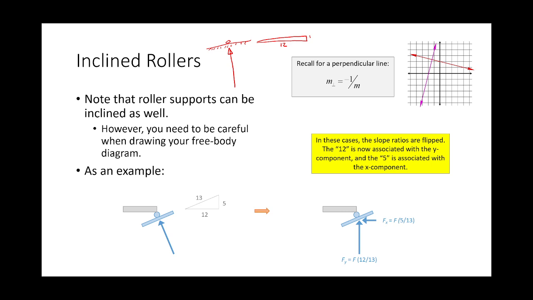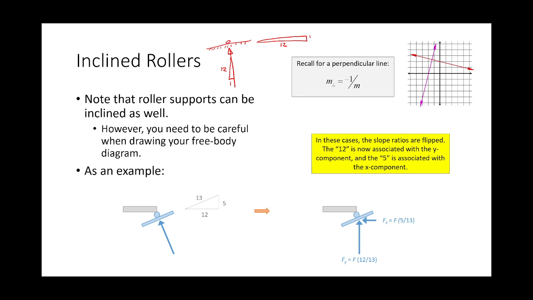Because they're flipped. What I mean by flipped is, when I'm drawing the slope ratio for this, it's going to be like that, 12 to 1. So see what I'm doing with the flipping? I have the 12 on the x-axis, now I have the 12 on the y-axis. I have the 1 on the y-axis, now I have the 1 on the x-axis. It's just flipping it.